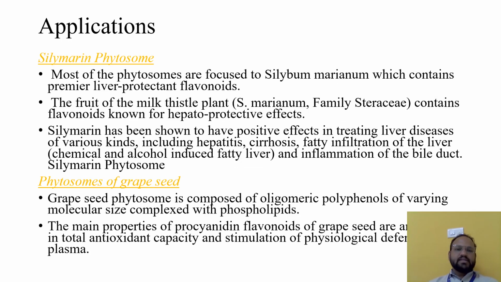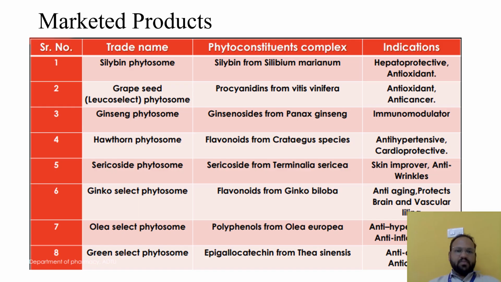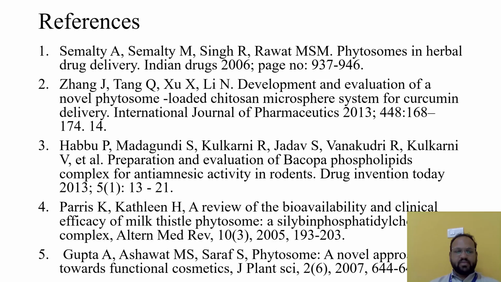Applications: silymarin phytosomes. You can prepare phytosomes of silymarin, phytosomes of grape seeds, phytosomes of green tea. Marketed products include silybin phytosomes, which we saw in the previous slide, grape seed phytosomes, hawthorn phytosomes, etc. So this is about phytosomes, and we have studied what the structure of phytosomes is, the chemical nature, the biological nature, how it is prepared, and where it is used. Thank you.